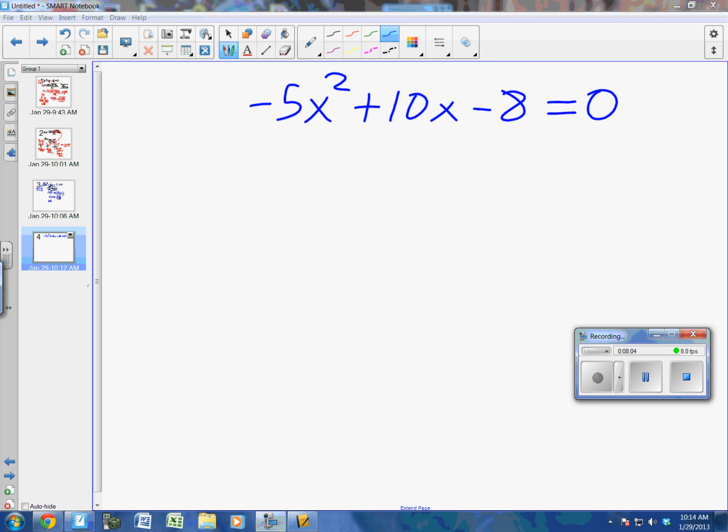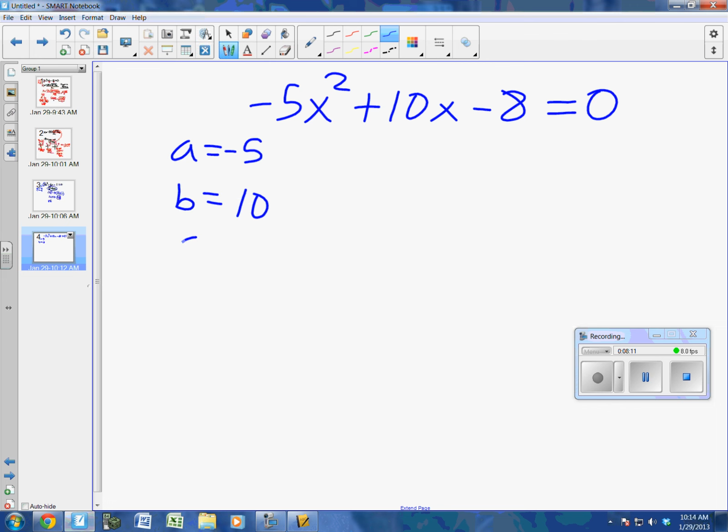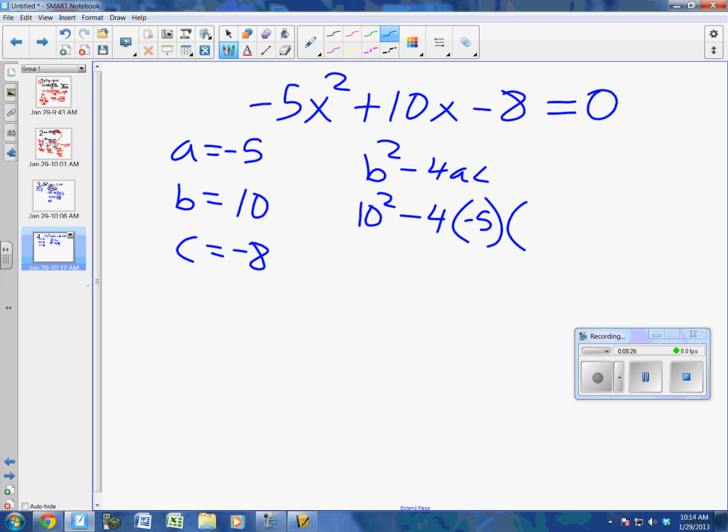We're going to check it out. A, you guys, what is A, everybody? Negative 5. What is B, everybody? 10. What is C, everybody? Negative 8. Okay, so b squared minus 4ac. So b squared, 10 squared, minus 4 times a, which is negative 5, times c, which is negative 8. Right?